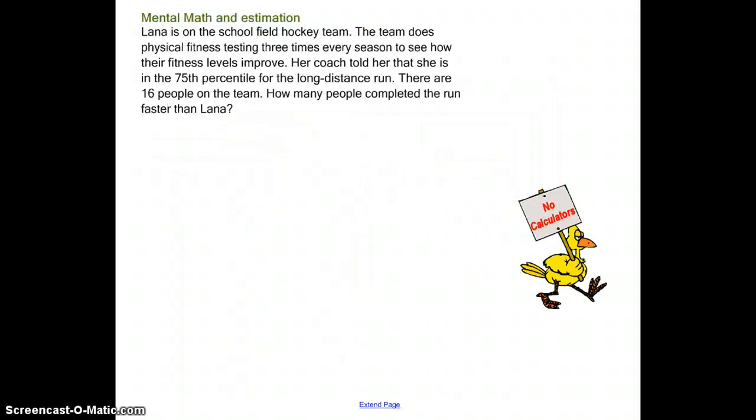Next question is mental math and estimation. Lana's on the school field hockey team. Her coach told her that she is in the 75th percentile for the long distance run. There are 16 people on the team. How many people completed the run faster than Lana?